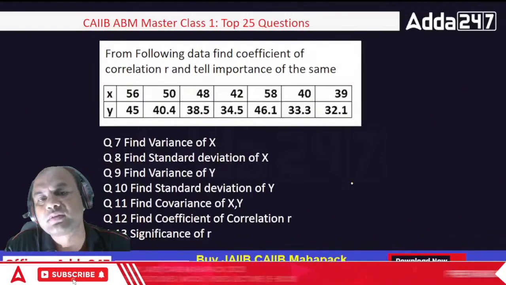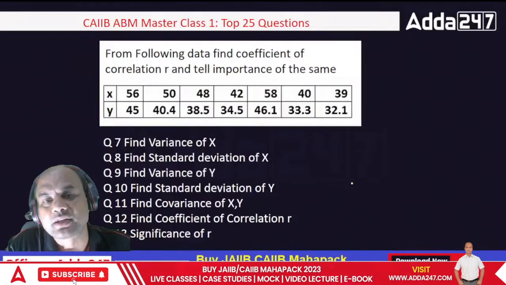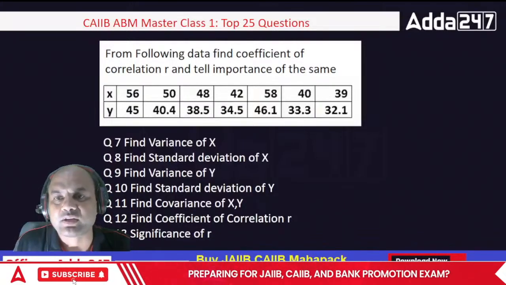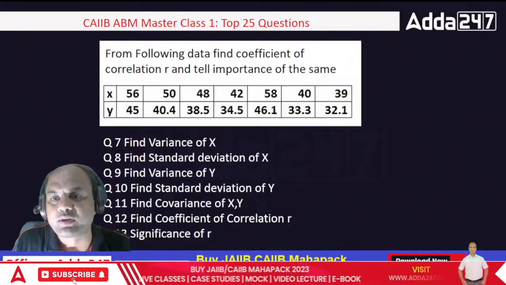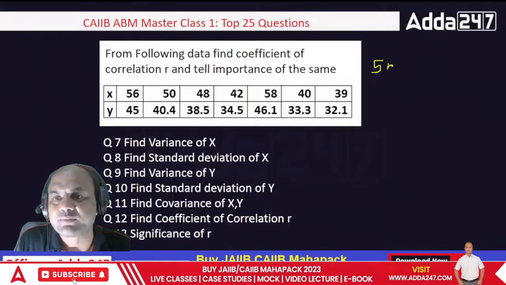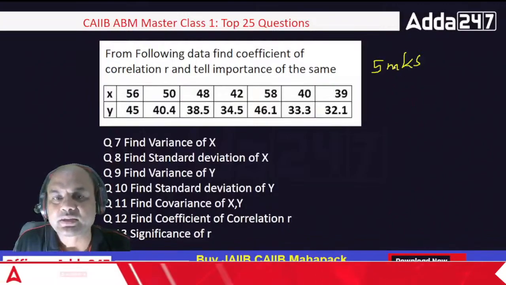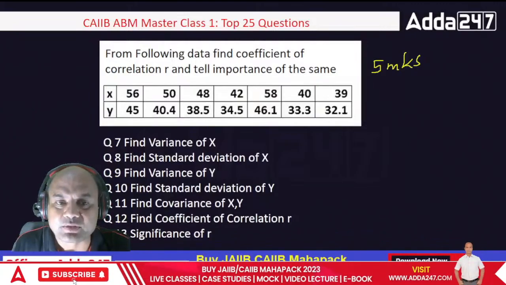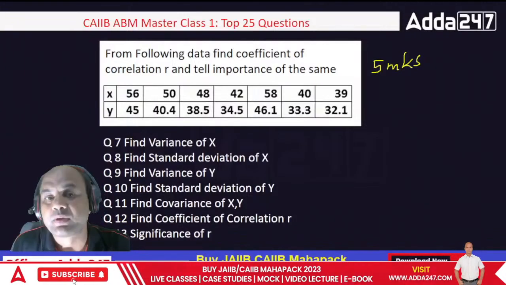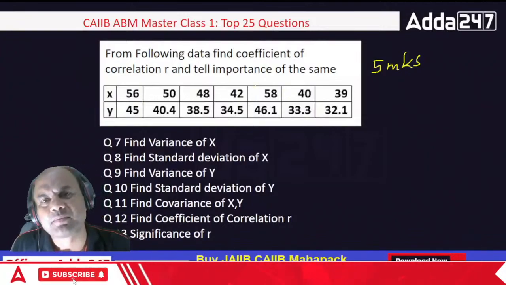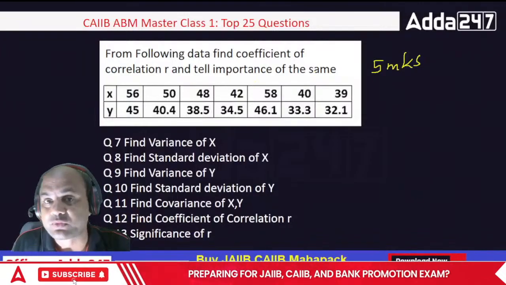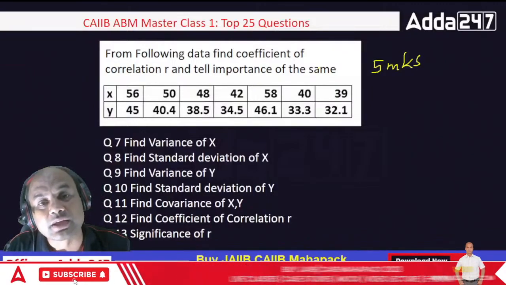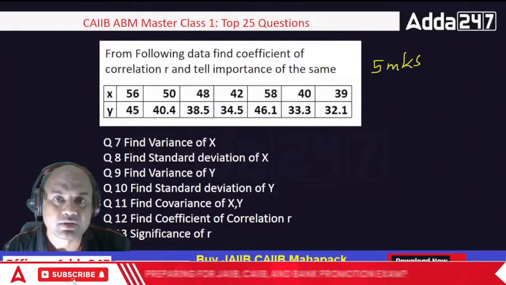From the following data, find the coefficient of correlation R and tell the importance of the same. Now this is a case study. In the exam this might come for 5 marks. Today we are covering almost 3 plus 4, 7 questions on this, because there are so many questions involved in the same case study. Once you are through with the case study, your passing is almost sure.